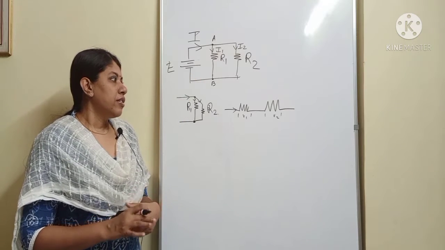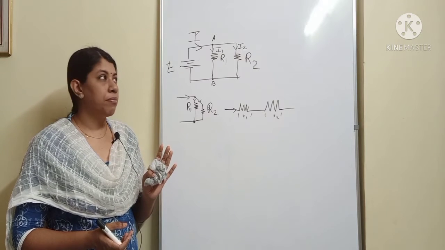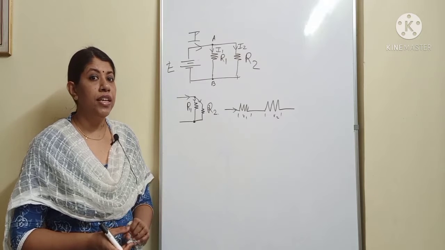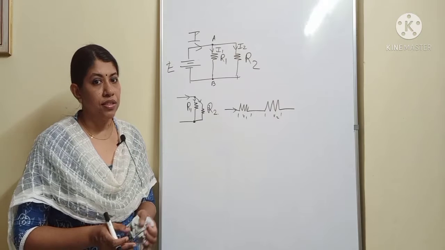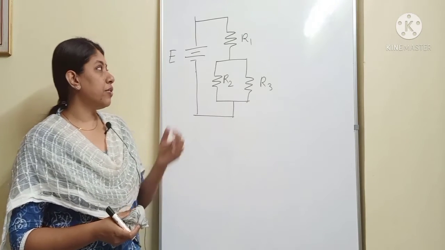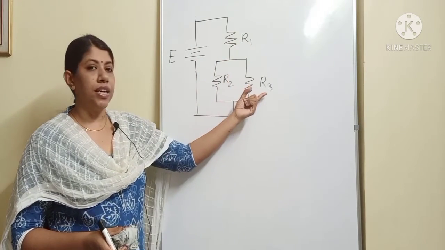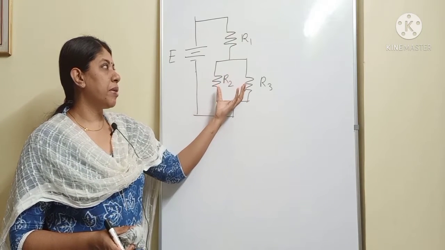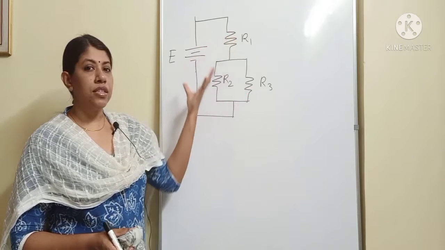Okay, so now we will consider another circuit so that it becomes clearer how to identify the series connection as well as the parallel connection of resistances. Now consider this circuit. In this circuit you are given a power supply, then three resistances R1, R2 and R3. They are connected in this manner. Now how will you identify which connection is parallel, and is there any parallel connection or series connection in this circuit?